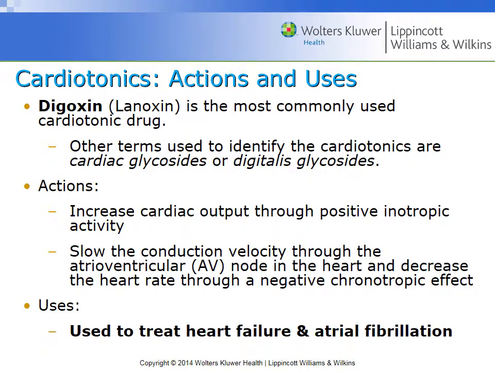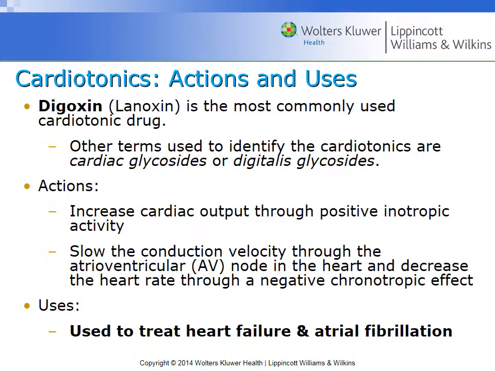So now let's look at some other medications. We've talked about medications already that can help in these situations: beta blockers, diuretics, these types of things. But we can also use some of these other ones. So we have the cardiotonics, which essentially is comprised of digoxin. It's also known as Lanoxin. It's the most commonly used cardiotonic drug. Other terms used to identify the cardiotonics, so you might hear these terms thrown around: the cardiac glycosides, digitalis glycosides. So know that digoxin and digitalis are the same thing. All right, no different there. Lanoxin is the brand name.